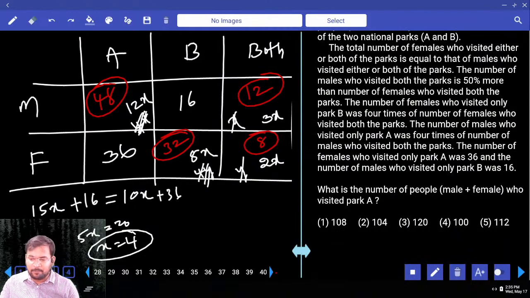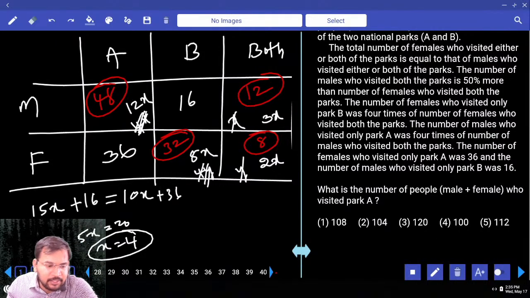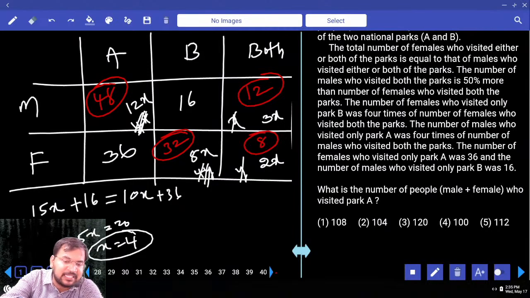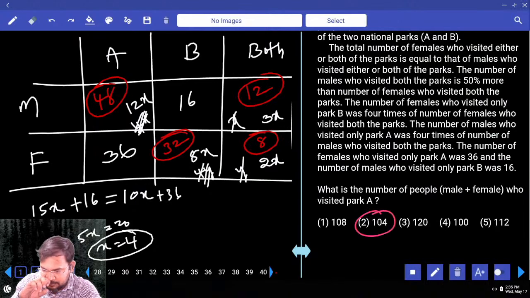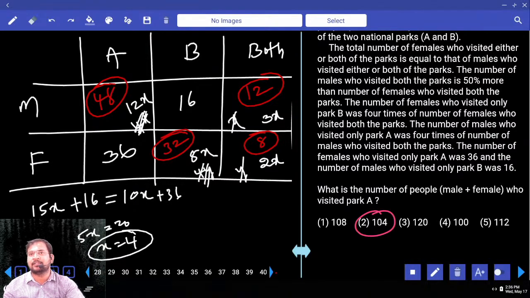What is the number of people, male plus female, who visited Park A? Male plus female who visited Park A: 48 and 36, that is 84. Plus here 20, because both also visited Park A. Together it is 104. Park A means only A and both. Are you clear?